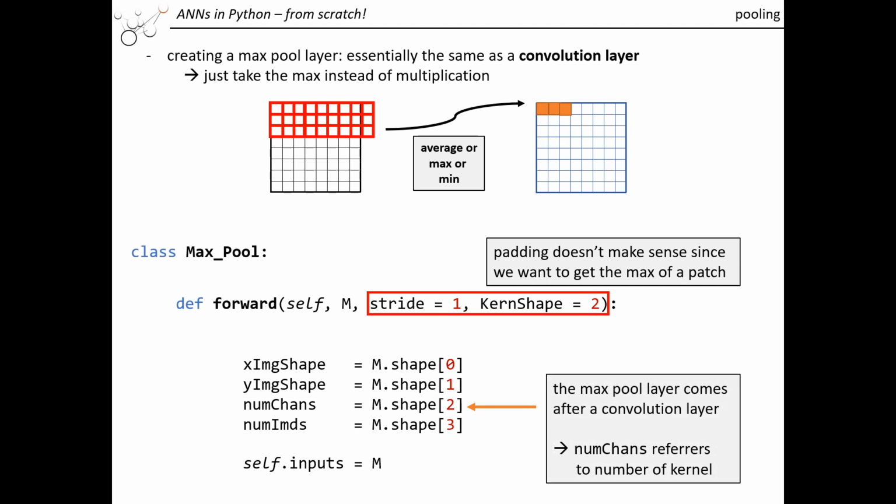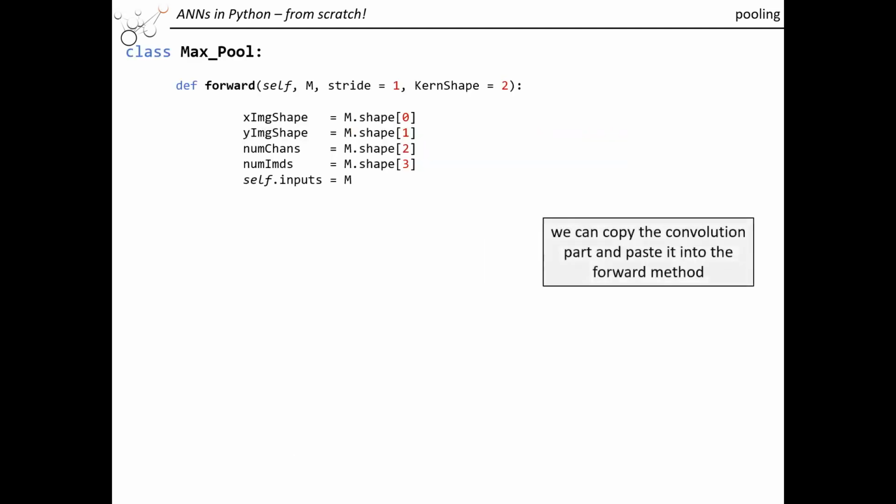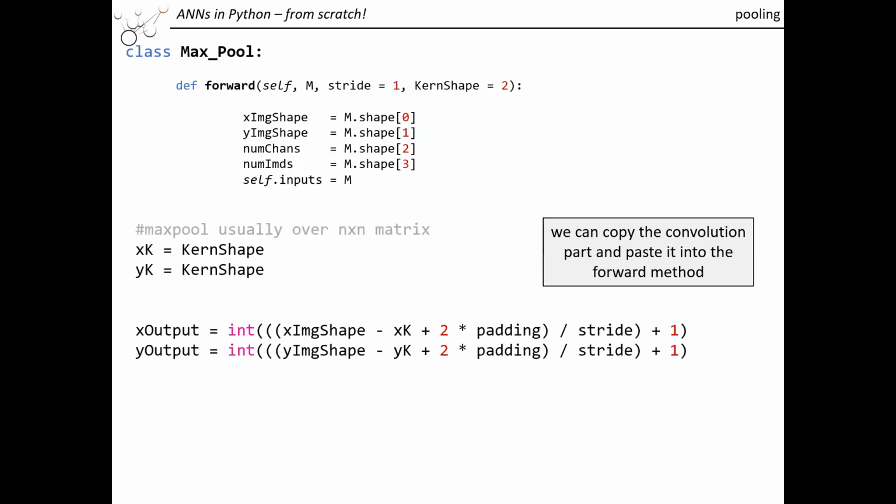And for the purpose of backpropagation, we also want to save the inputs. And we also want to save the inputs just for checking whether the maxpool layer does the right thing. So that's the first part. Then there's the part where we essentially just copy and paste what we have in the convolution layer already.